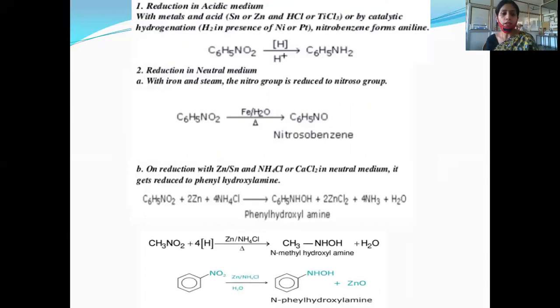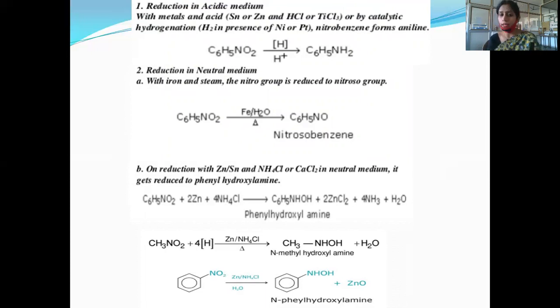Now we see reduction in different media. In acidic medium, with metals like tin or zinc and an acid like HCl or TiCl3, we get similar products.